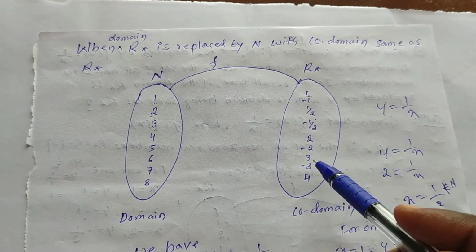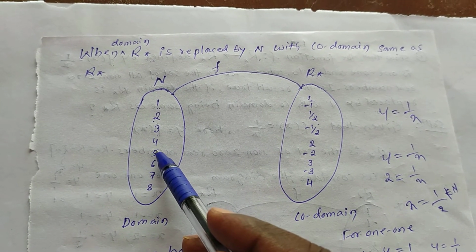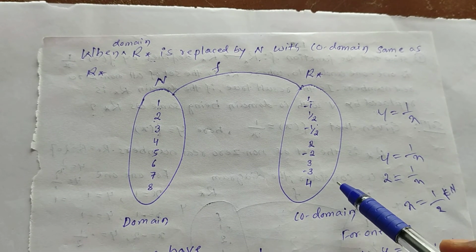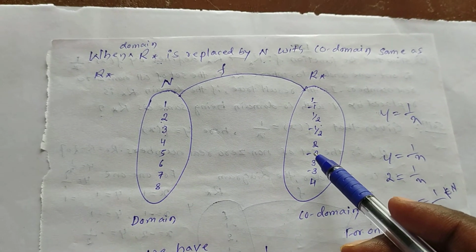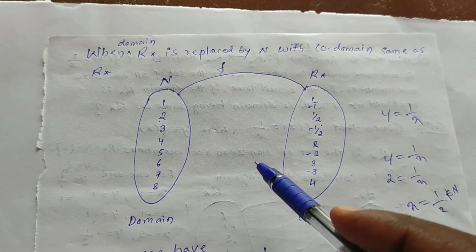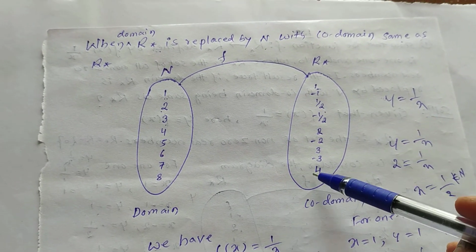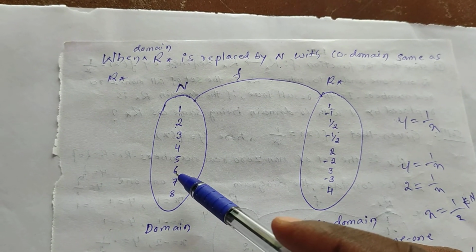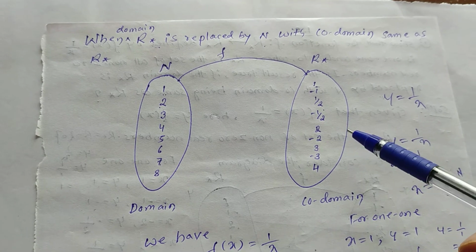Similarly for other elements. For 4 there is no pre-image in N, because if you put y equals 4, you get x equals 1 by 4, but 1 by 4 does not belong to N. Therefore this is not onto. So what onto says is that for every element in the codomain there should be pre-images in the domain, then only we say that it is an onto function.